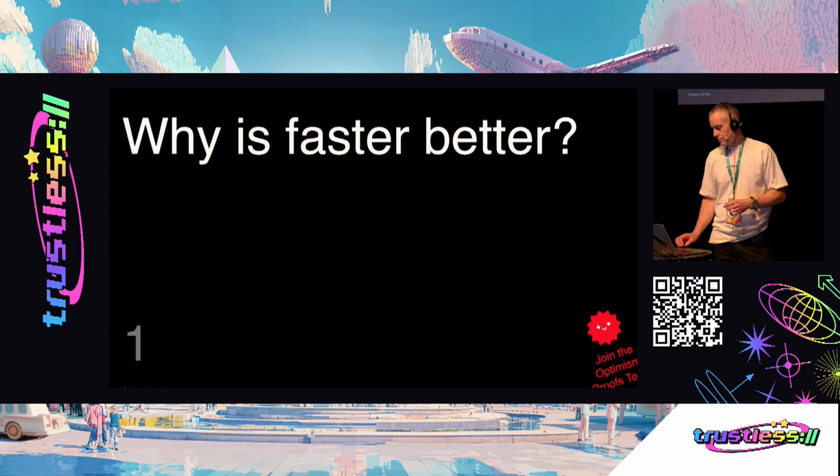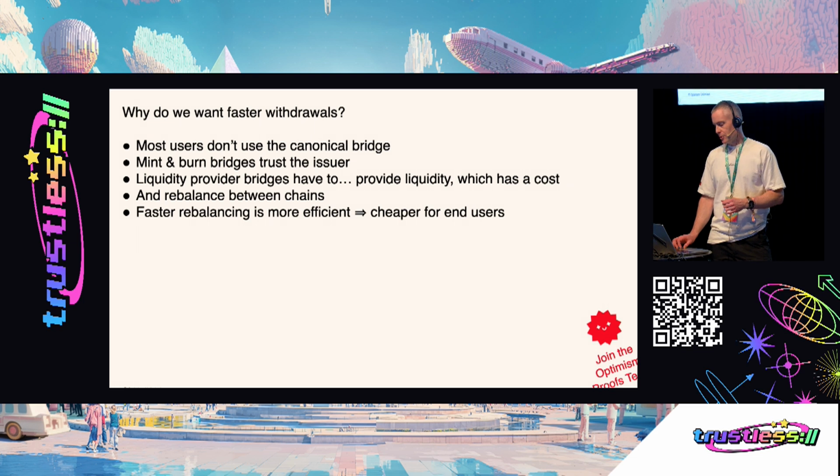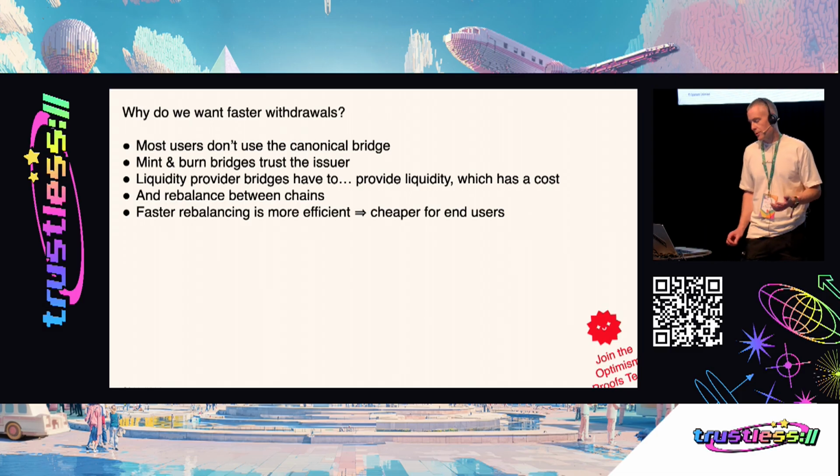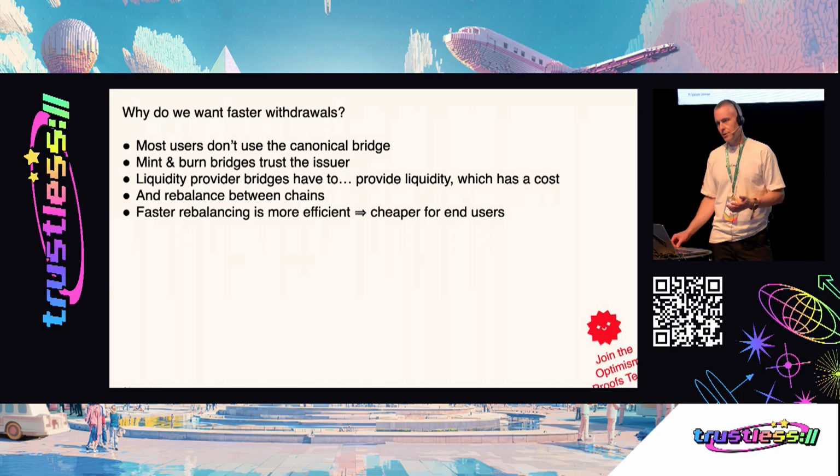So why is faster better? The thing is, most people just think, well, all right, I use some other fast bridge, I don't use the chain's canonical bridge. And this is actually true. So you are not necessarily sending just Ether tokens to L1. You're probably sending them to some other chain. And most people use these types of bridges. So there's a bit of a misconception that the speed of the bridge doesn't really matter because nobody uses it.